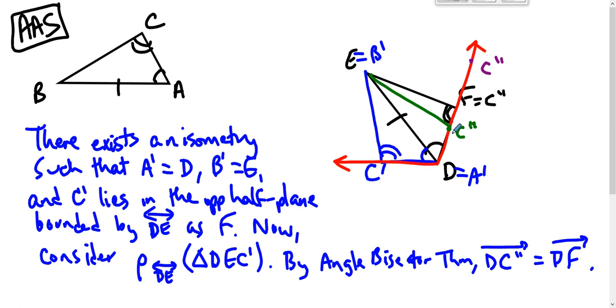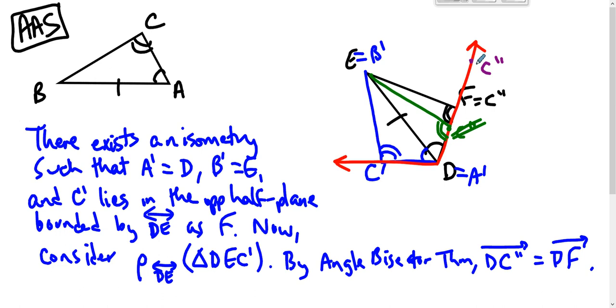If C double prime is between D and F, then the picture looks like this. And then angle EC double prime D is an exterior angle to triangle EFC double prime, and that's a violation of the exterior angle theorem because you've got an exterior angle that's congruent to one of the remote interior angles. So this leads to a contradiction.